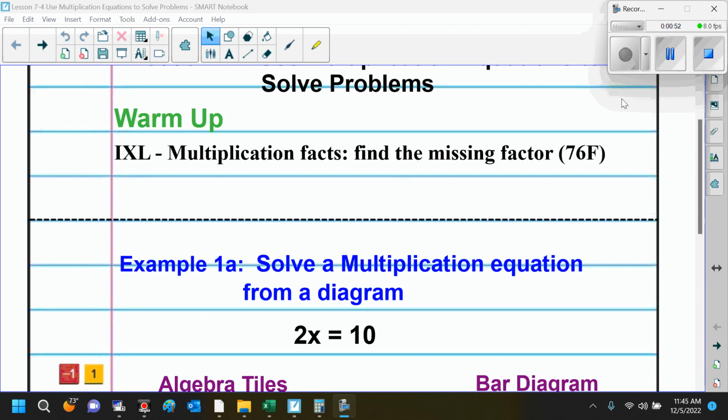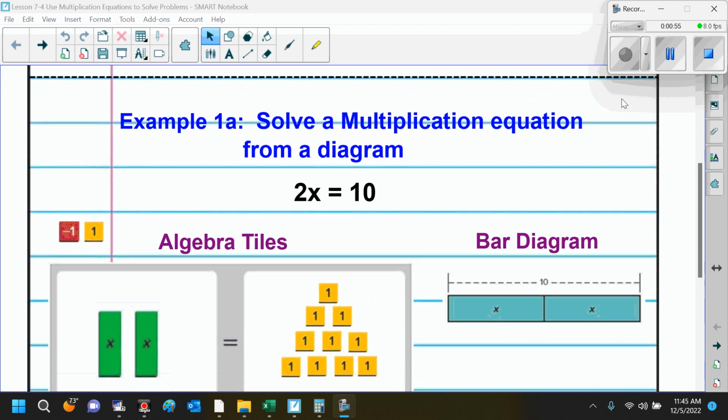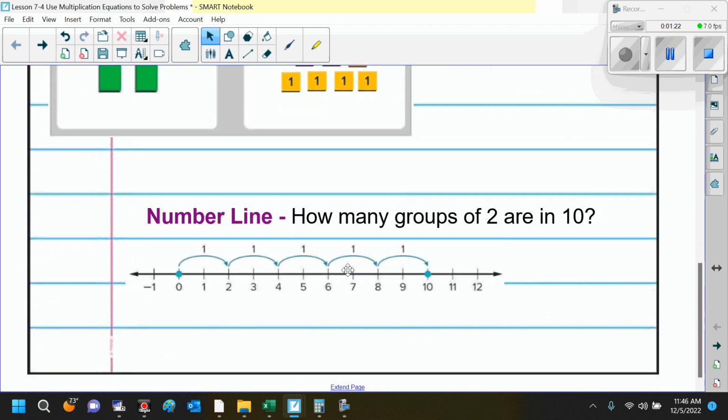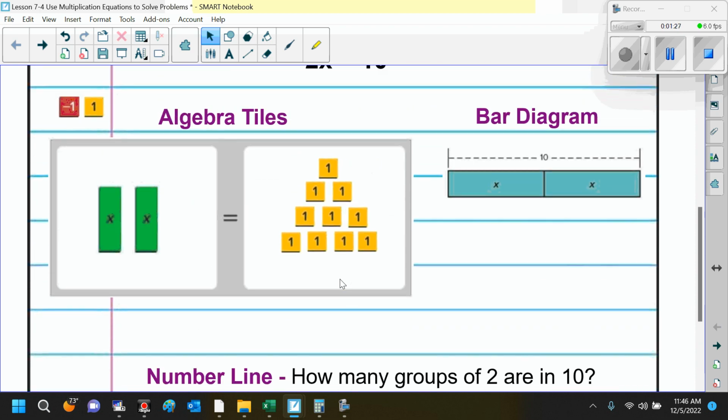Okay? So, for example 1a, this is solve a multiplication equation from a diagram. All right, so the example here we have is 2x equals 10. So that's 2 times x equals 10. Now this is what 2x equals 10 looks like with algebra tiles. This is what it looks like with a bar diagram. And this is what it looks like with a number line. Okay? So let's go back up here, and now we want to figure out what x is equal to.